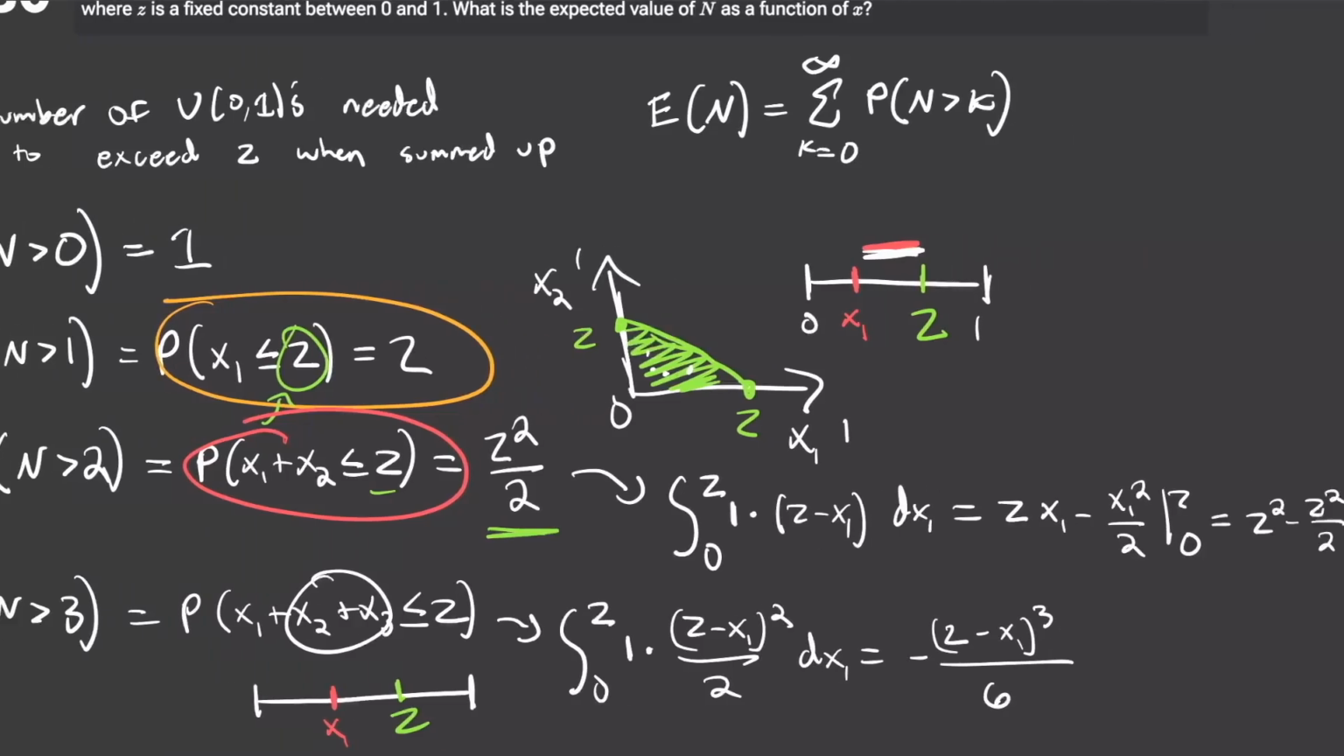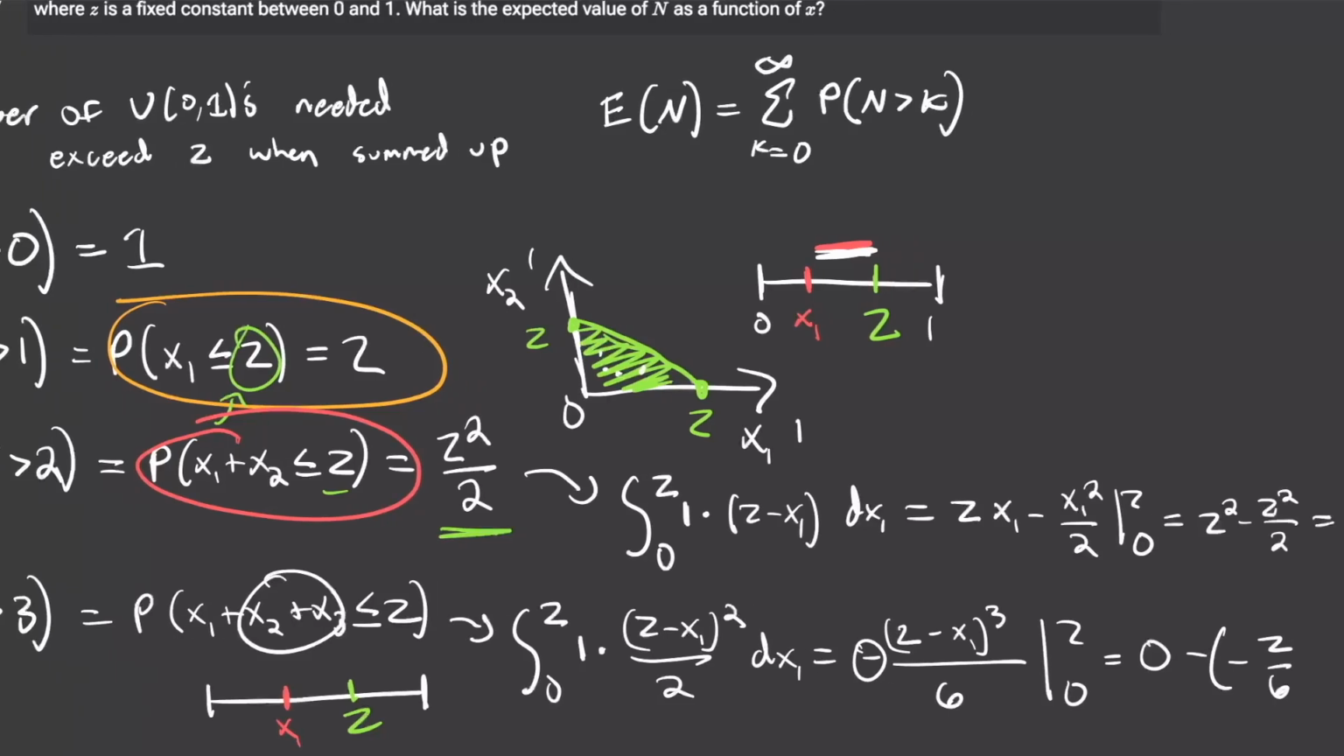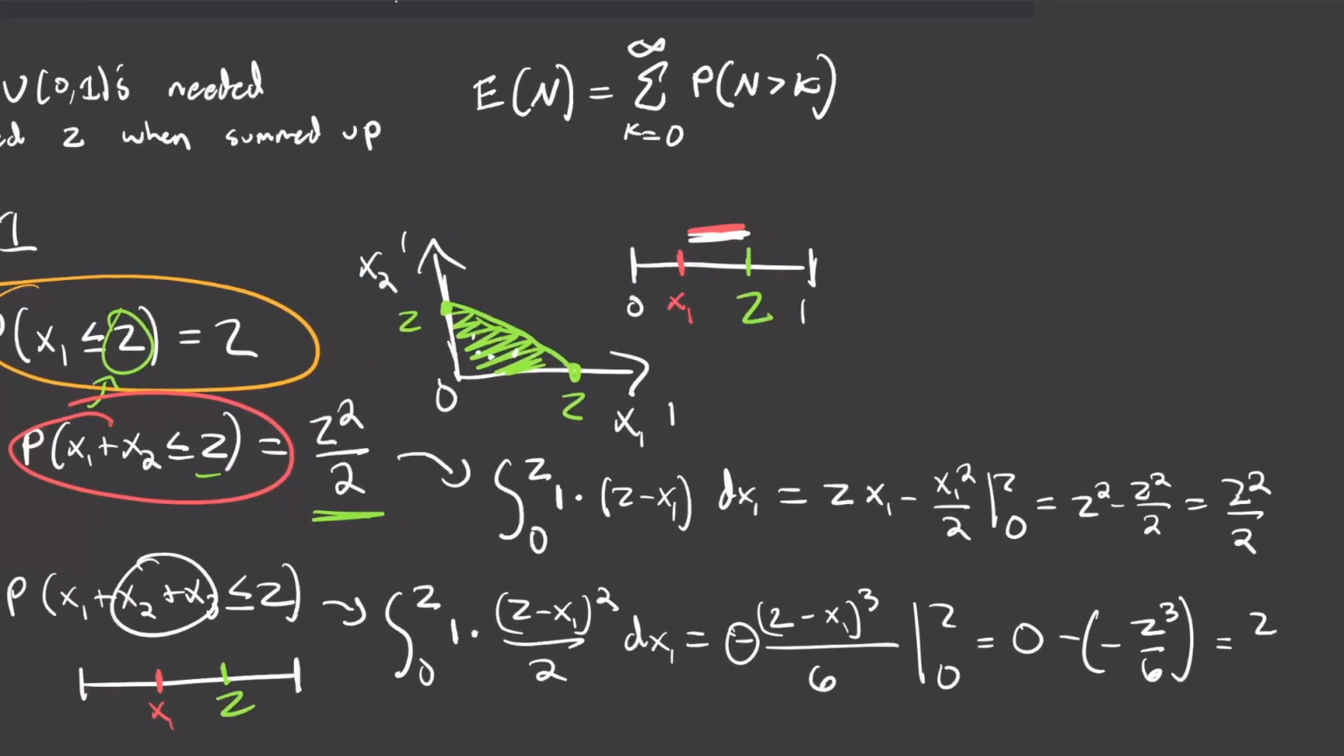And we are integrating from z to 0, where we plug in z for x1. When we do so, we get 0 minus, and then we have this negative here, minus negative. When we plug in 0, we get z on 6, or actually z cubed on 6, that is. So now this is just going to be equal to z cubed on 6. And now the pattern is pretty clear, right?